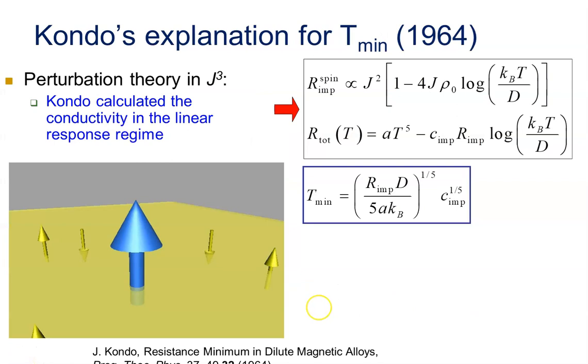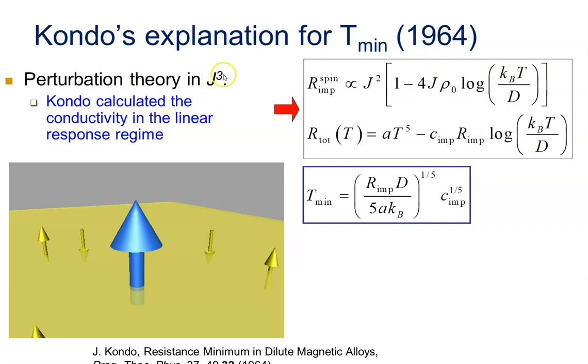What he did, and is expressed in this paper, was a calculation for the resistivity, and also the resistance as a function of temperature, using a diagrammatic expansion that is very similar to what we're going to see in later classes in this course. And he did perturbation theory to order J cubed. So he has to go to this cubic order to get the term that is responsible for the minimum. In second order in J, you don't get that.